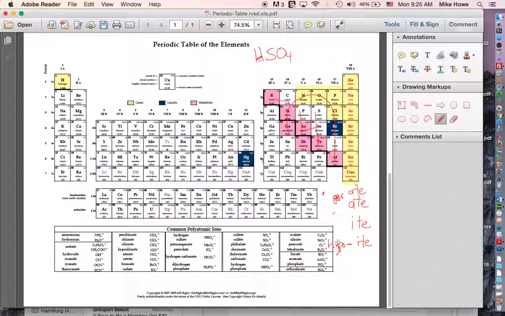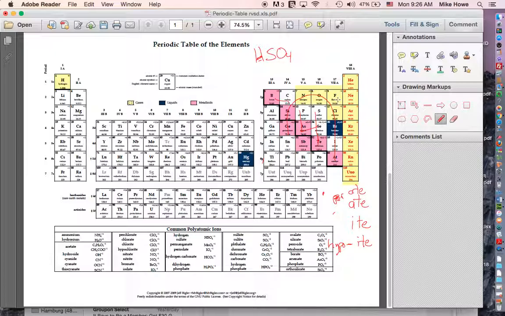Okay, so that's a little background on naming. Now let's talk about charges for the polyatomic ions. For these over on this side, on the right side, this column will have a -1 charge. This column will be a -2 charge. This column, -3 charge, except for nitrate and nitrite, which you have to remember are -1.